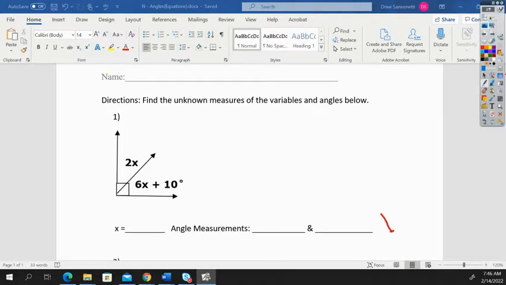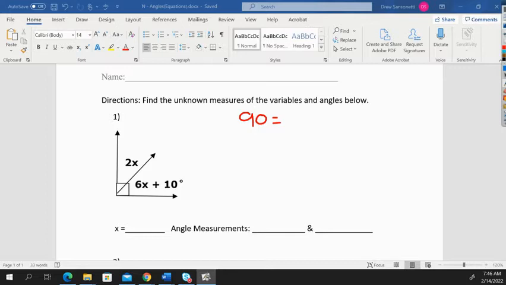So first, what we have in front of us is a 90-degree angle. We have two angles that add up to 90 degrees. That means that this is a complementary angle. What's important to remember is that it is two angles adding up to equal 90 degrees. So which two angles is it? Well, it is this first one, 2x, and the second one, 6x plus 10.